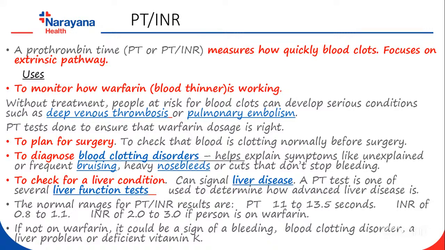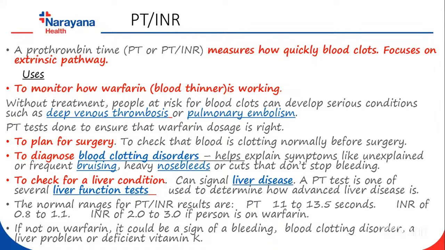The normal ranges for PT-INR are: PT is 11 to 13.5 seconds and INR in the range of 0.8 to 1.1. If a patient is on warfarin, then the INR will be raised to 2 to 3. So whenever we do get results where the PT is raised above these ranges, it is our job, our technical staff is also trained, to ask questions about the history of the patient and what drugs the patient is on so that we can correlate the results. If not on warfarin, it could be a sign of bleeding, blood clotting disorder, a liver problem, or deficient vitamin K.